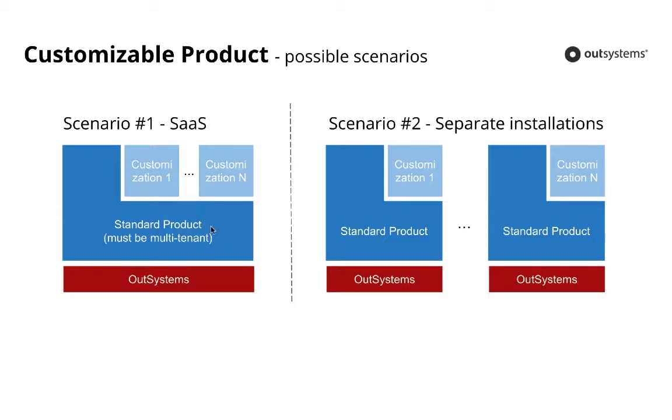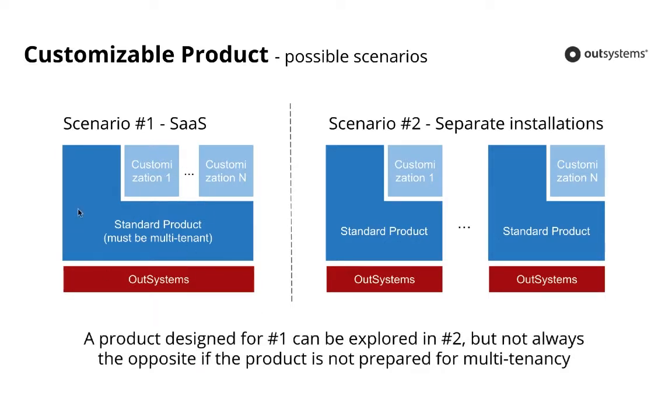In this case, we don't need to redistribute the standard product among different installations because it's kept centrally, while here, each installation will have to upgrade the standard product whenever necessary. While a product designed for scenario 1 can be exported in scenario 2, you just have to use it with a single tenant, the opposite is not always valid if the standard product is not prepared for multi-tenancy.